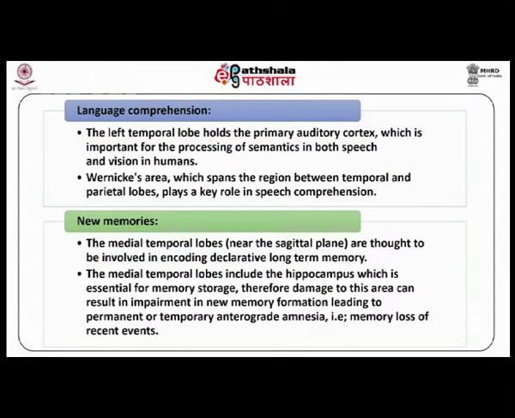Language comprehension. The left temporal lobe holds the primary auditory cortex, which is important for the processing of semantics in both speech and vision in humans. Wernicke's area, which spans the region between temporal and parietal lobes, plays a key role in speech comprehension. The function of the left temporal lobe extends to comprehension, naming, verbal memory, etc. New memories. The medial temporal lobes are thought to be involved in encoding declarative long-term memory. The medial temporal lobes include the hippocampus, which is essential for memory storage.